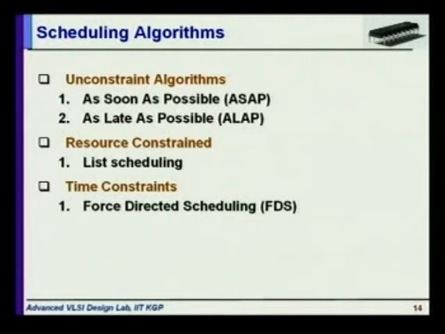Resource constrained: if I specify that you can use this number of resources, then how can you schedule your operations. The next option is time constrained. If I tell you that you have to execute these operations within this number of time steps, then you have to optimize your resources within that time. So these are the basics. I will discuss as soon as possible, as late as possible, list scheduling and force-directed scheduling.